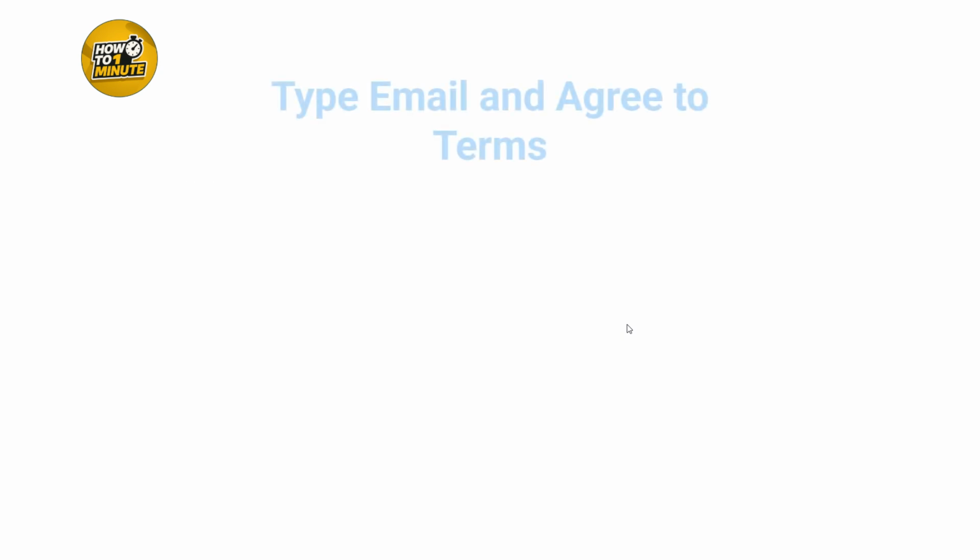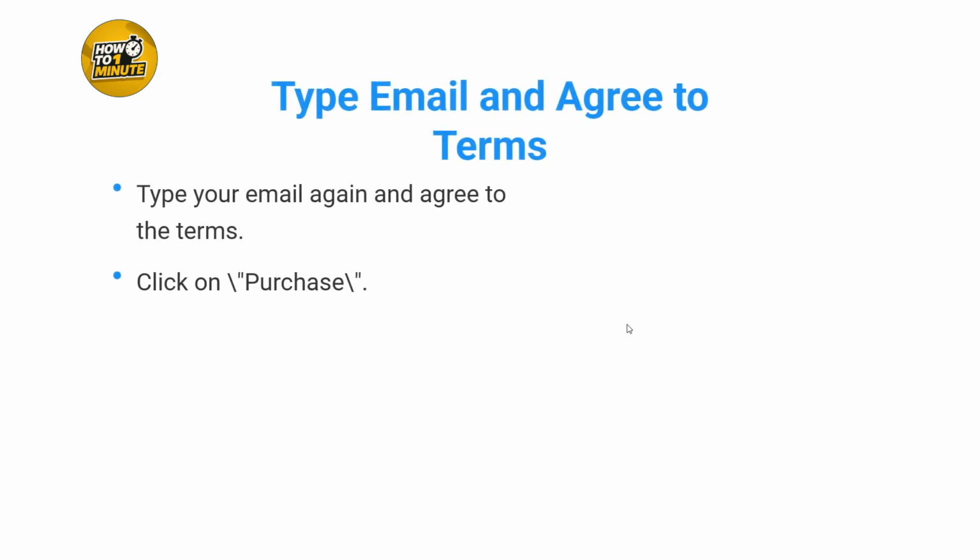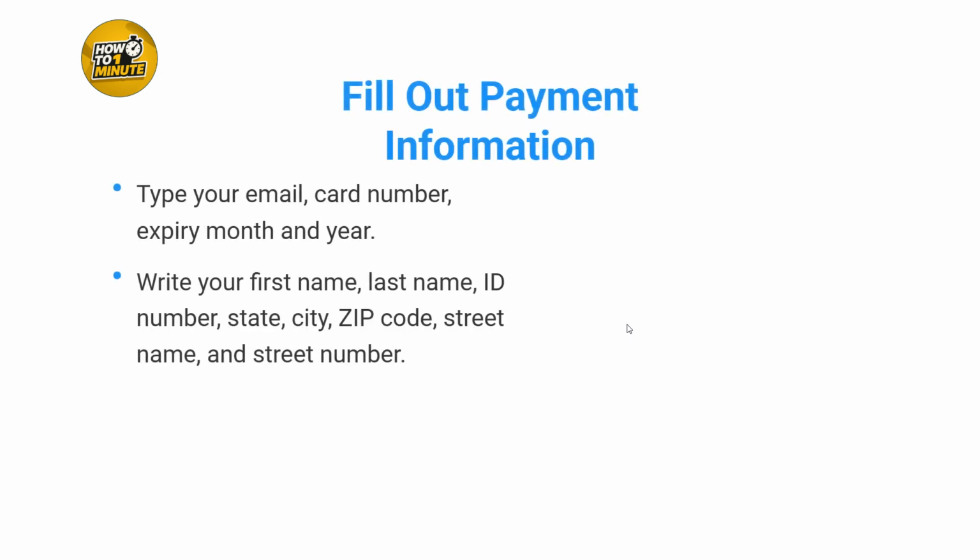You will see some information, so just scroll through it quickly. After that, type your email again, agree to the terms, and click on Purchase. Now, fill in your payment information.